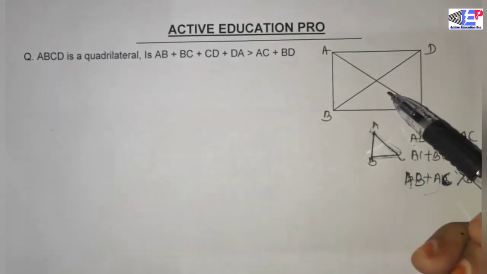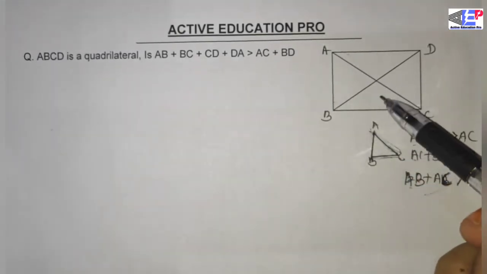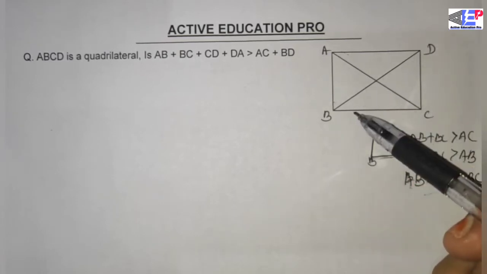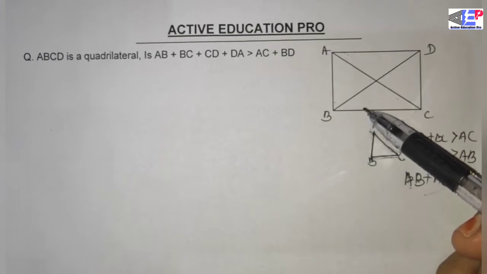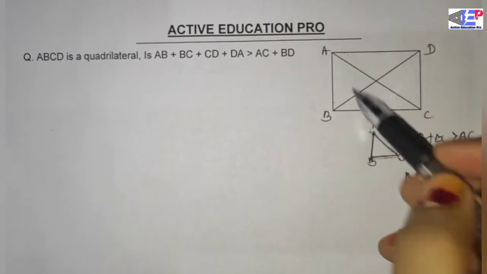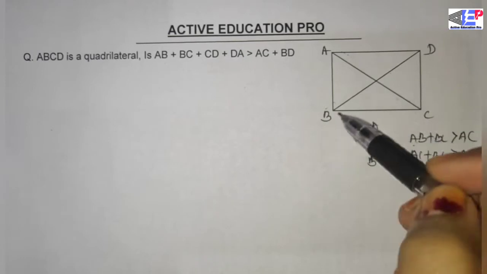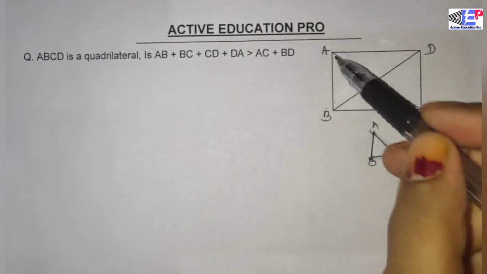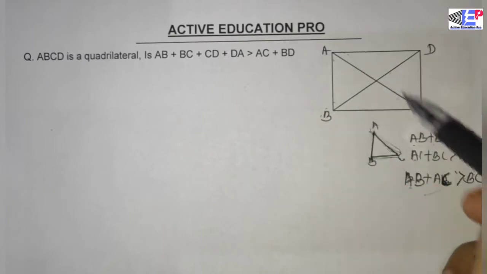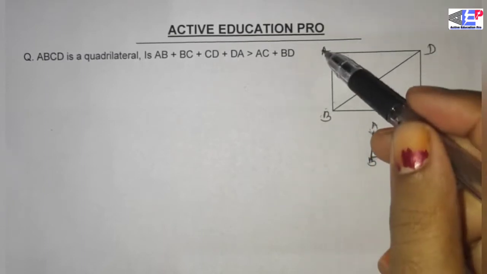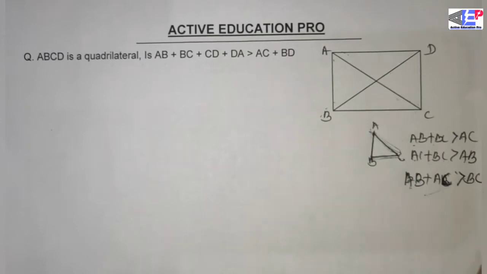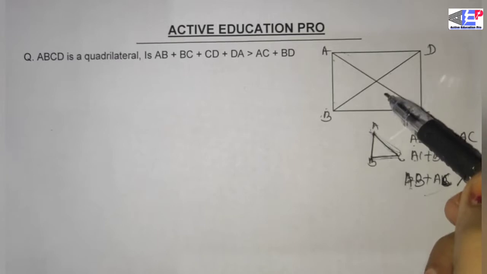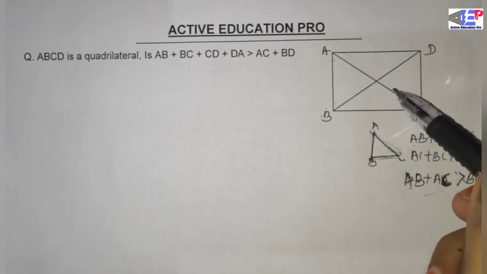Now one diagonal divides this quadrilateral into two parts. But these two diagonals make four parts. You can take this triangle, this triangle, this triangle, and this triangle. Otherwise, ABC is a triangle, BCD is a triangle, ACD is a triangle, and the last one ABD is a triangle. By drawing these two diagonals, you divide this quadrilateral into four triangles.